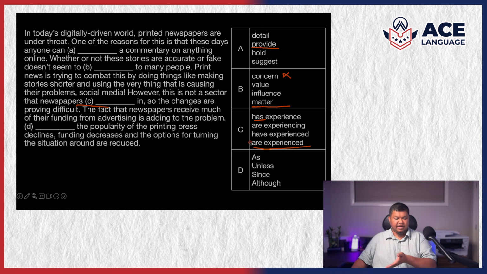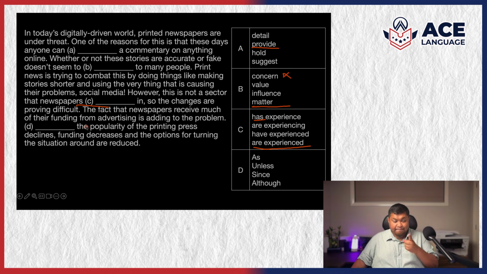Now I'm going to the next one. Next one again says dash, the popularity of the printing press declines, funding decreases, and the options for turning the situation around are reduced.